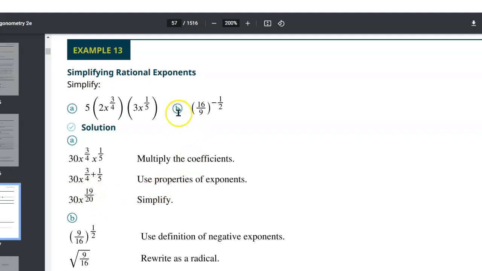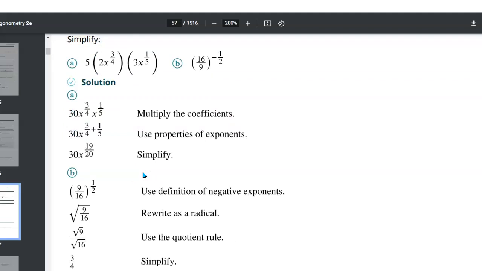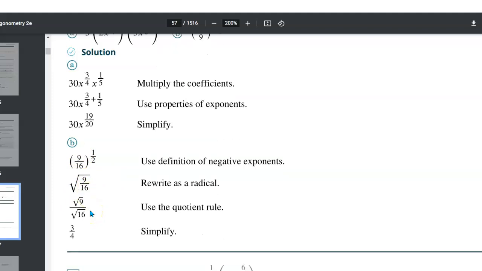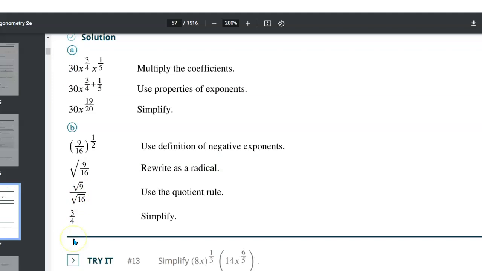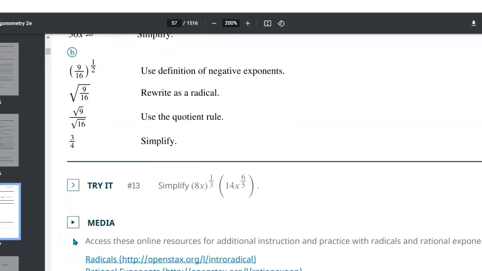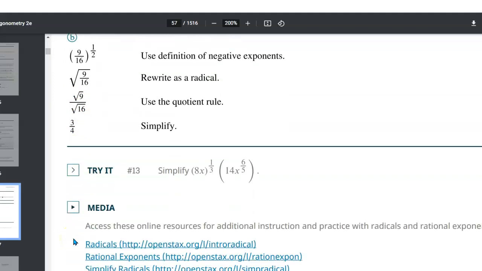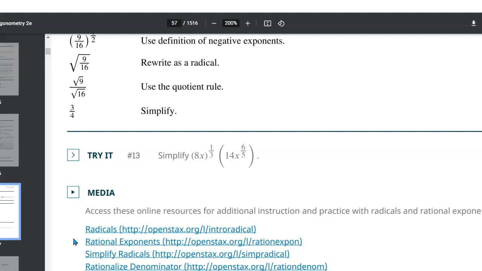Now for part B, I'll go to it real quick. Remember the negative half power means the reciprocal, then the square root. So we do the square root of the reciprocal, which is the square root of 9/16. And by the rules, that's square root of 9 over square root of 16. That's 3/4 right there.